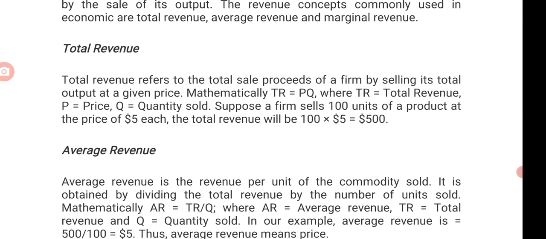Total revenue refers to the total sale proceeds of a firm by selling its total output at a given price. Mathematically, TR is equal to PQ, where TR is total revenue, P is price, and Q is the quantity sold. Suppose a firm sells 100 units of a product at the price of $5 each. The total revenue will be 100 multiplied by $5, which is equal to $500.